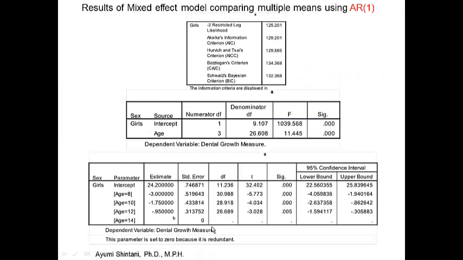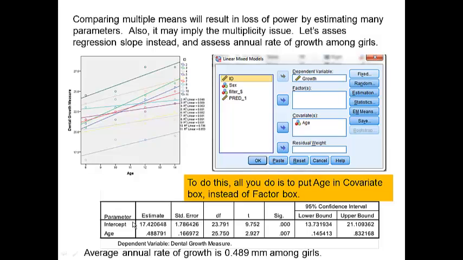If you put age under the categorical factor box, you have three different beta coefficients: 8 to 14, 10 to 14, and 12 to 14. But if you put age under the covariate box, you have only one estimate, which is a slope. So what is a slope? That is the increase in growth measurement per 1 year of age increase, so it is the annual rate of increase in growth measure. And that's the average over 10 girls.